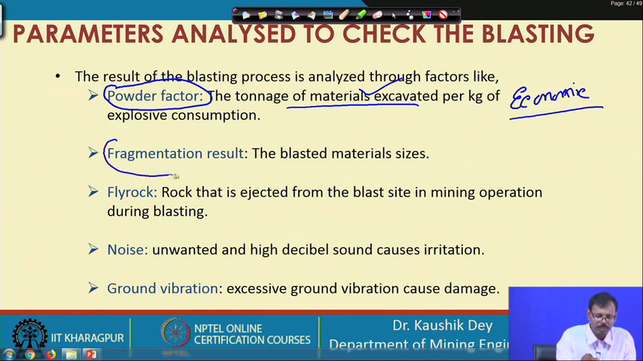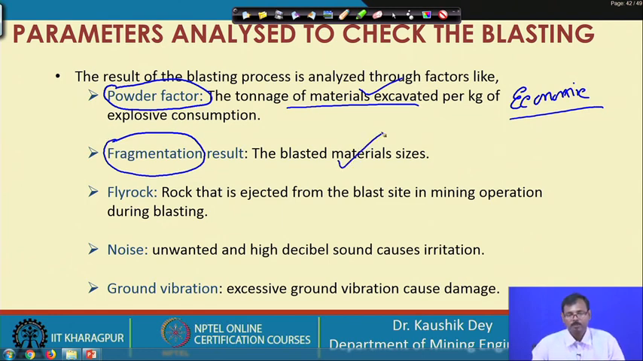Next one is the fragmentation. Fragmentation is basically the size of the blasted material. In fact, when we discuss it in this class at a later stage, we will understand this fragmentation is basically the size of the boulders formed from a blast, and obviously, there will be a heterogeneous distribution of these sizes. There may be a few particles of very fine sizes, a few particles of very large sizes, and other particles in between the large and the finer sizes.